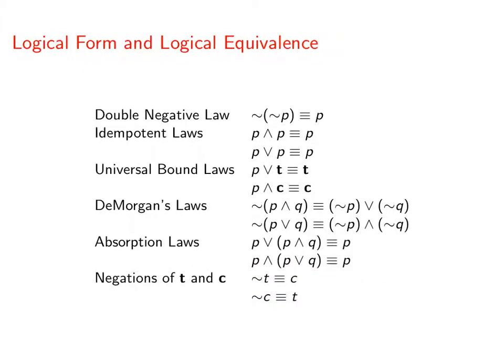We have a double negative law, idempotent laws, universal bound laws, De Morgan's laws. Now I would say that De Morgan's laws are probably among the most important of these logical equivalences, but we do have a lot of them. Absorption laws, negations of tautologies and contradictions.